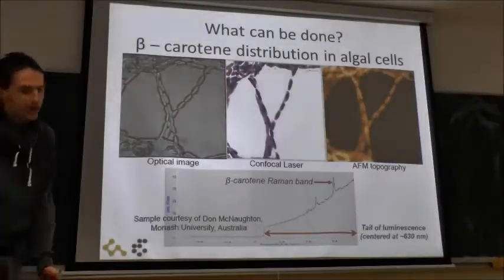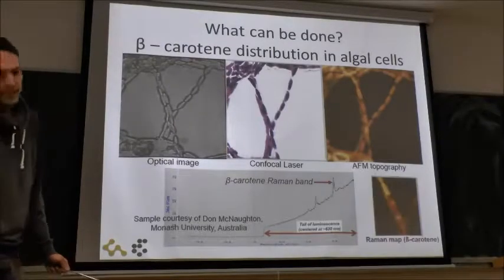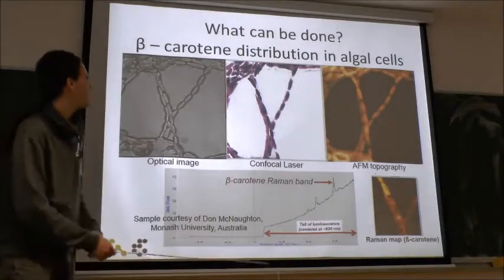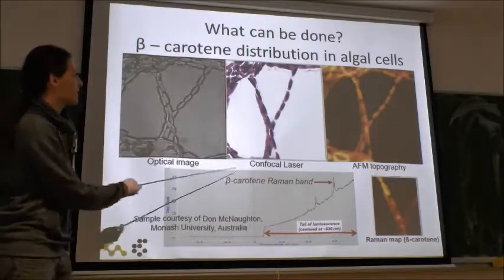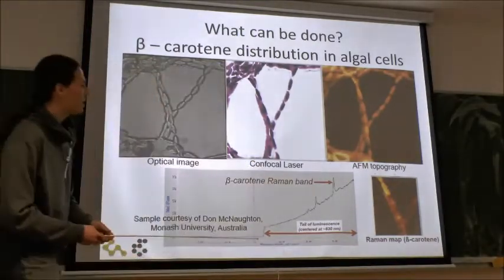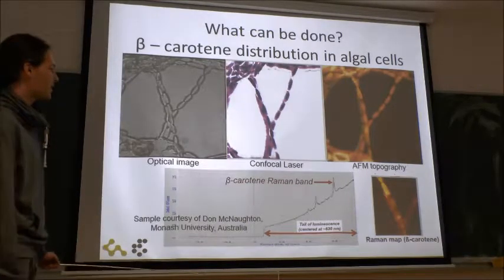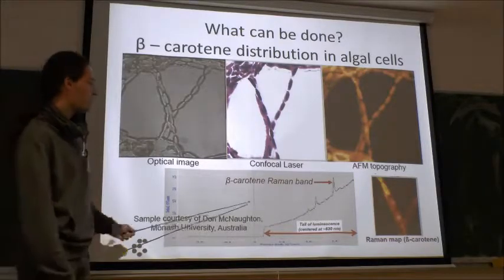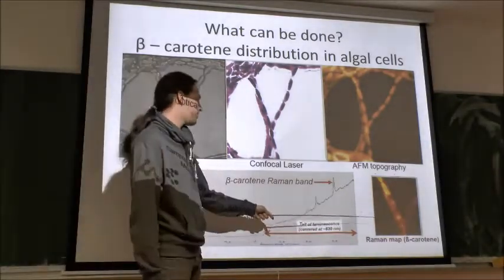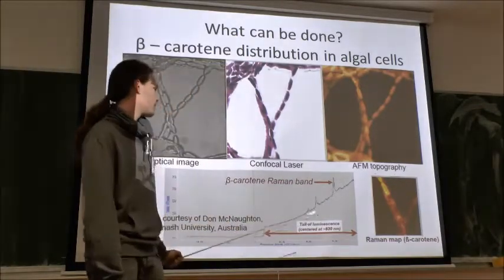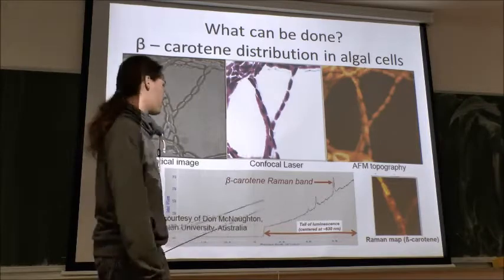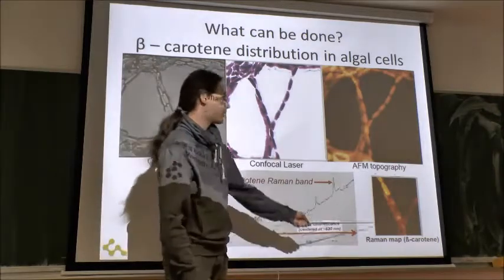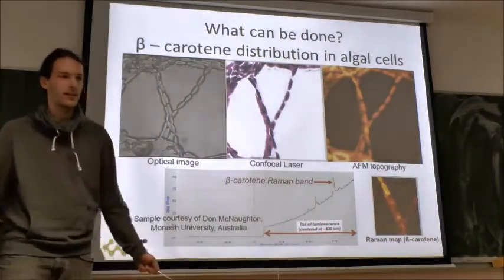It can also be used in biology. This is one example of observing beta carotene in algal cells. Here we have the optical image, the confocal image, and the AFM topography. From these images, we can't say anything about the carotene in the cells. But if we obtain the Raman map at the same time, then here we see this Raman band in the spectra, and we can just extract this part, and we see the distribution of the carotene in cells.